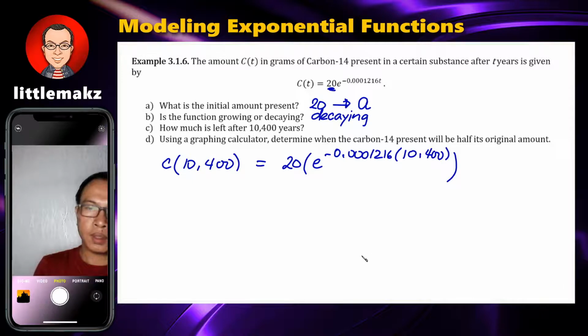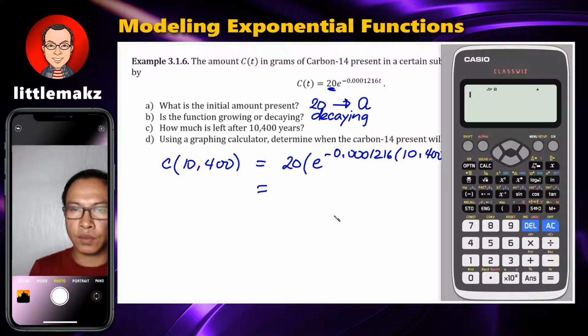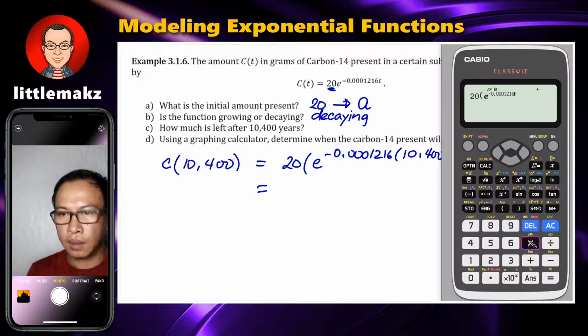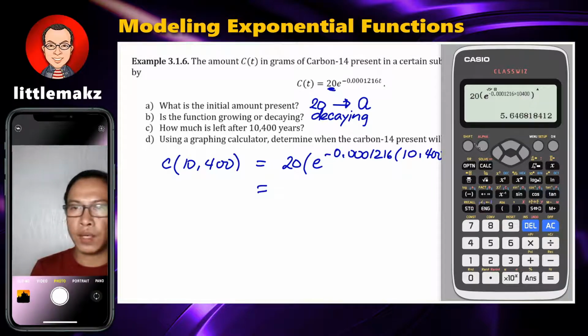Okay, and so we could use our calculator again to find out what your C of 10,400 is. So plug in your 20, then multiply by your e. Your e here is shift ln. Then our negative value, that is 0.0001216, and then after that we multiply this by 10,400, and then close our parenthesis here. Move our cursor first, and that is equal to 5.6468. So what does it mean?